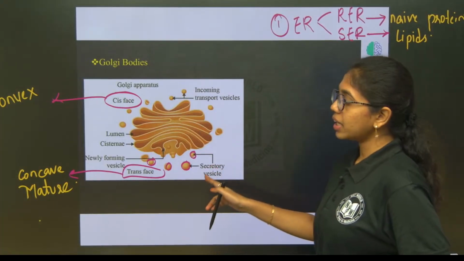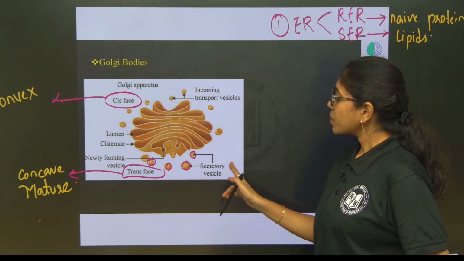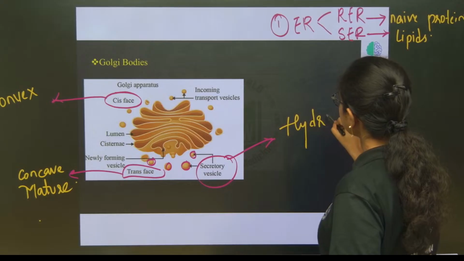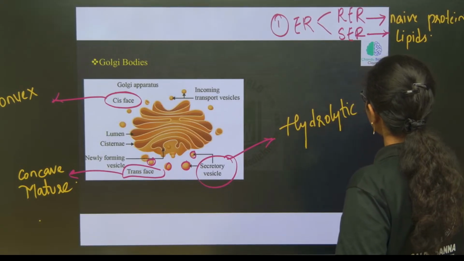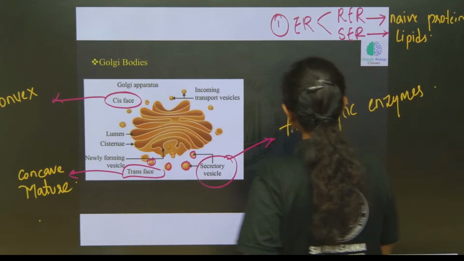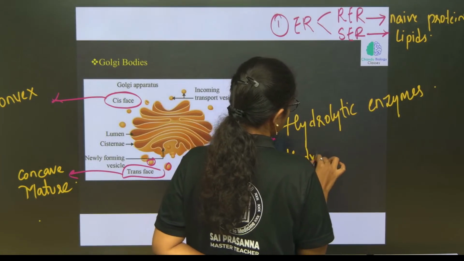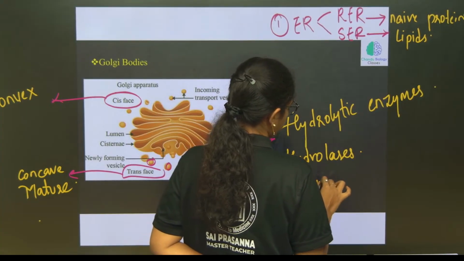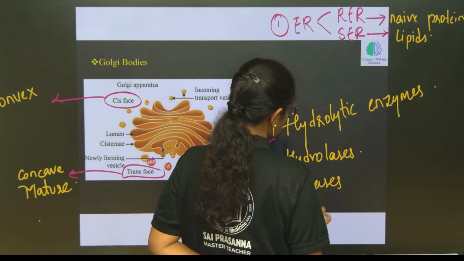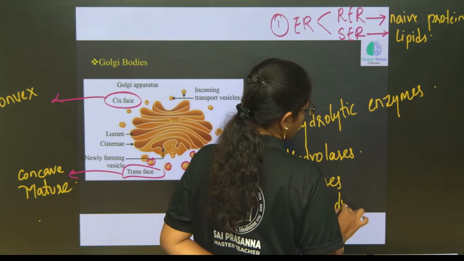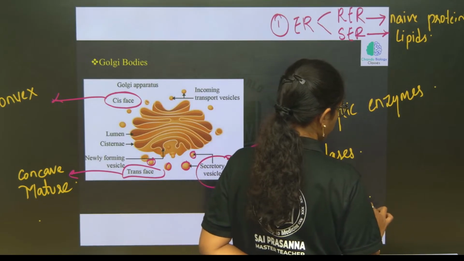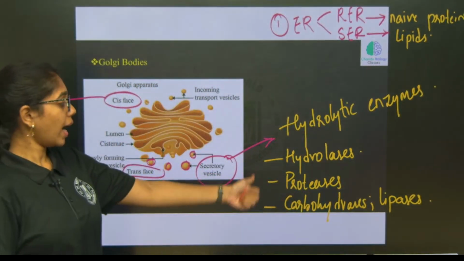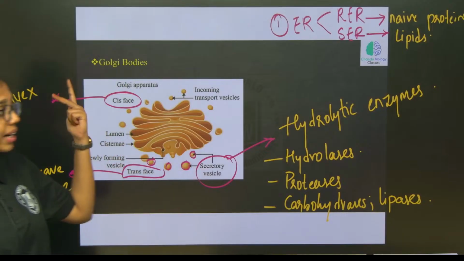This trans phase or concave phase is towards the cytoplasm. This will be releasing out what? Secretory vesicles. These secretory vesicles are rich in hydrolytic enzymes, like hydrolases, proteases, carbohydrases and lipases.